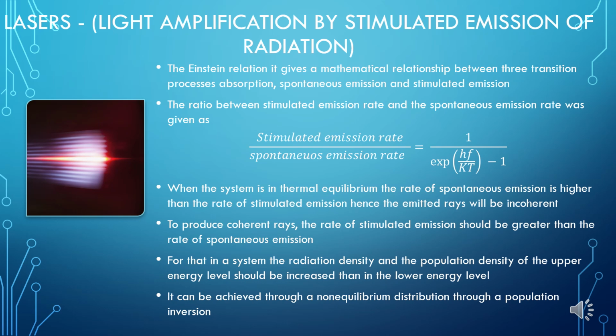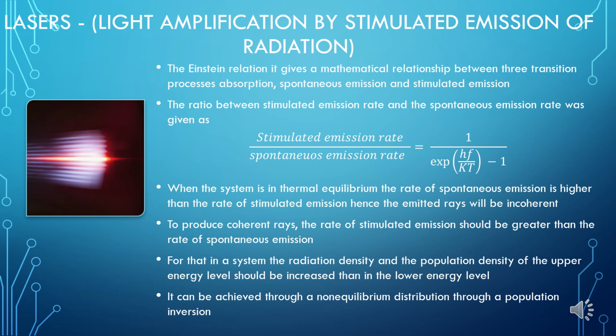The Einstein relation gives a mathematical relationship between three transition processes: absorption, spontaneous emission, and stimulated emission. The ratio between the stimulated emission rate and the spontaneous emission rate is given by the equation. When the system is in thermal equilibrium, the rate of spontaneous emission is higher than the rate of stimulated emission. Hence, the emitted rays will be incoherent. To produce coherent rays, the rate of stimulated emission should be greater than the rate of spontaneous emission.